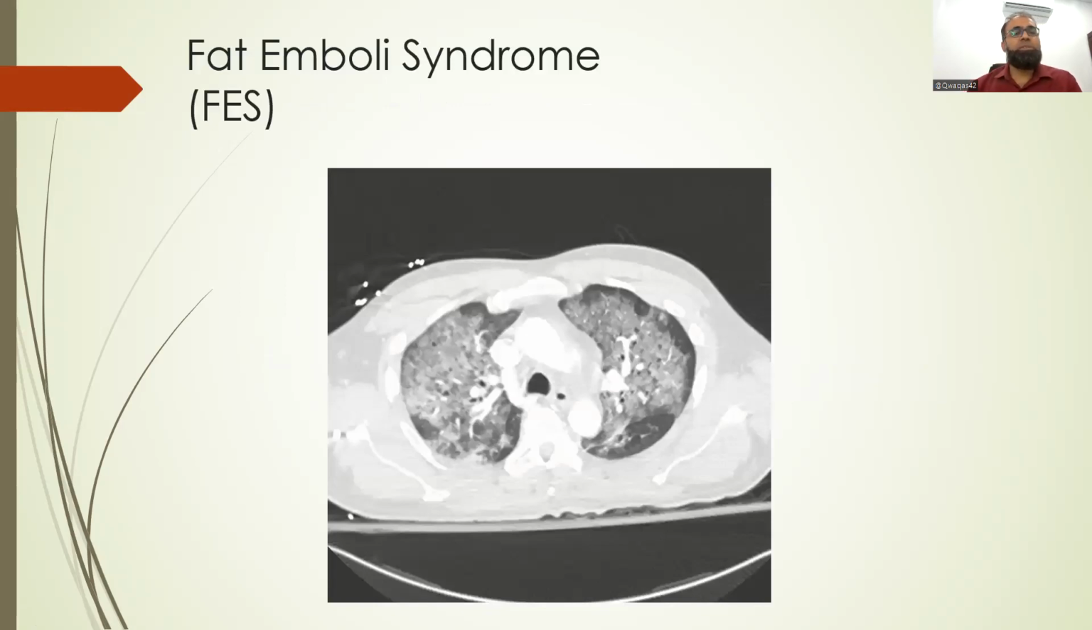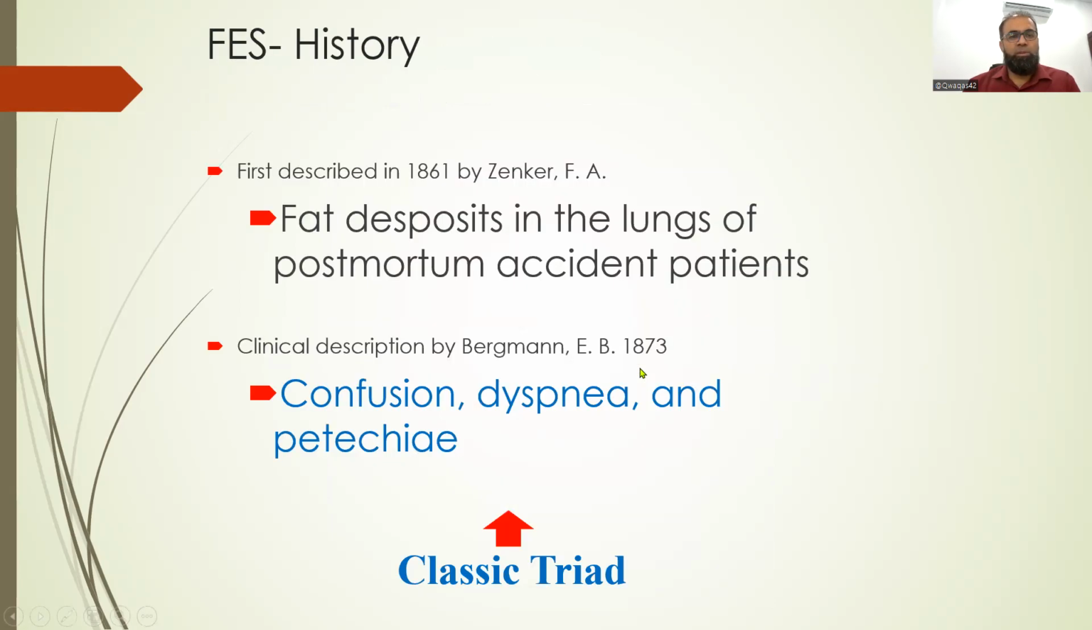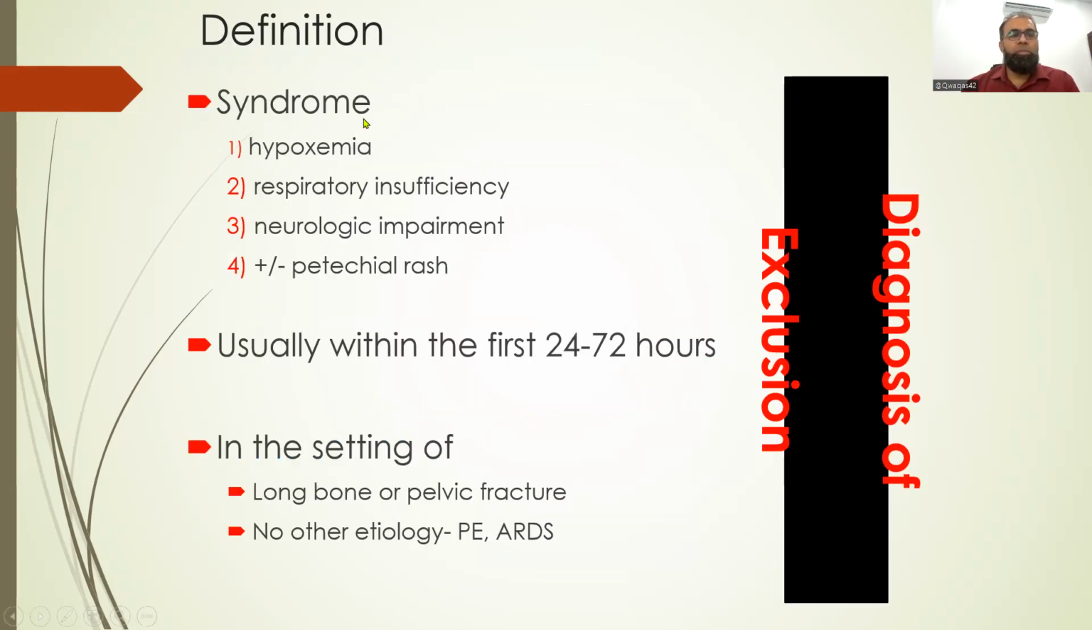So what's fat embolism? You see the CT scan showing both lungs with the involvement. There is a classical triad: confusion, shortness of breath, and skin rash, along with fatigue. So you have to look for that. The patient will be short of breath. Oxygen saturation will be reduced. You will have hypoxemia.